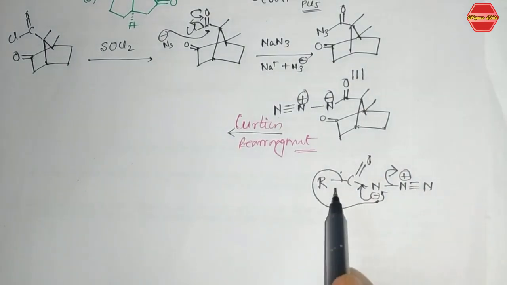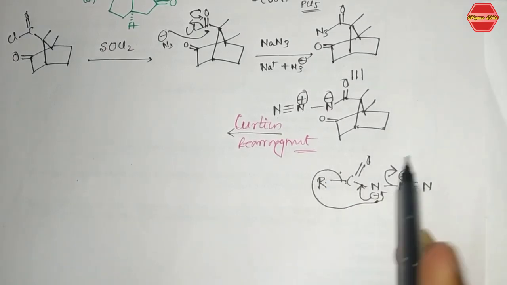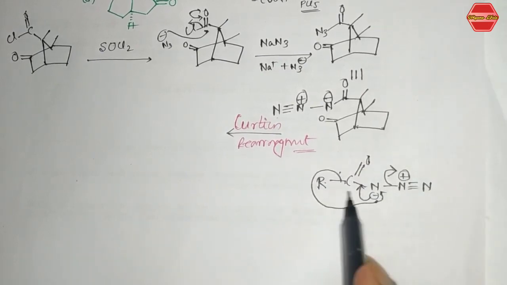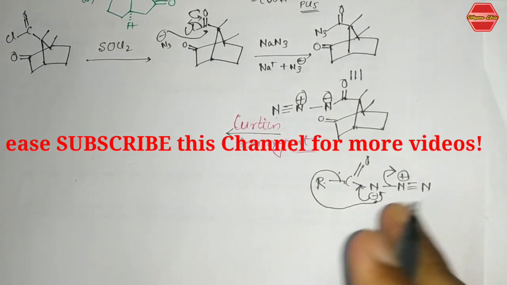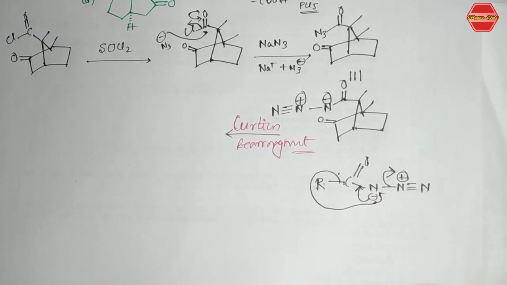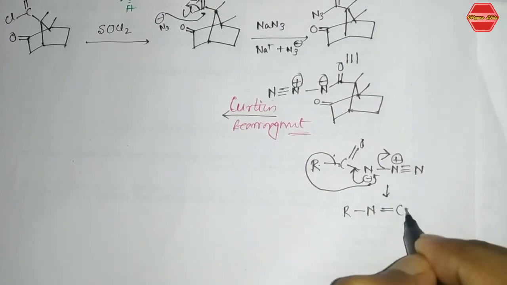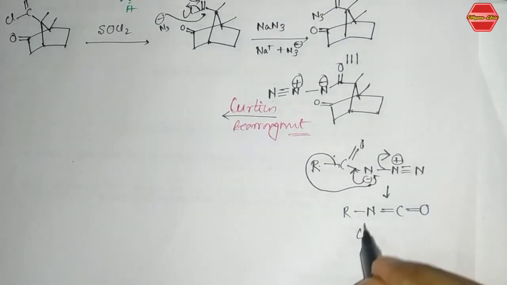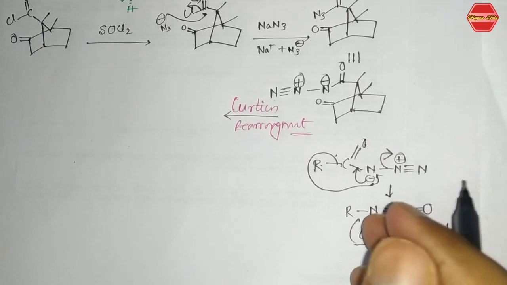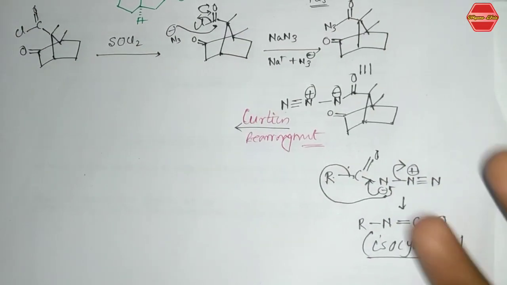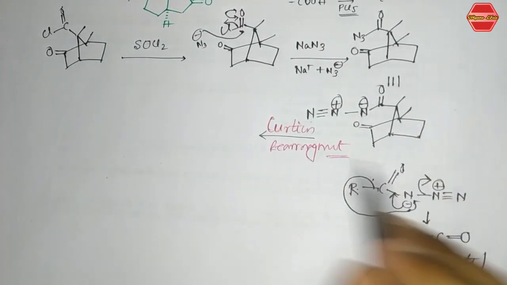From this carbon, this alkyl group is directly attached to the C double bond O, and after the Curtius rearrangement migration you get the product where the R group is directly attached to the nitrogen center. This intermediate is generally called the isocyanate intermediate, and it looks like this: N double bond C double bond O. So this is your isocyanate intermediate, and after hydrolysis or anything else, the product forms differently. The same mechanism is followed for this reaction also.